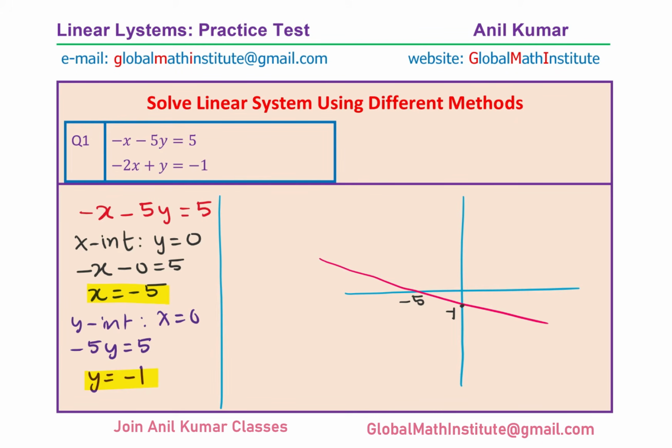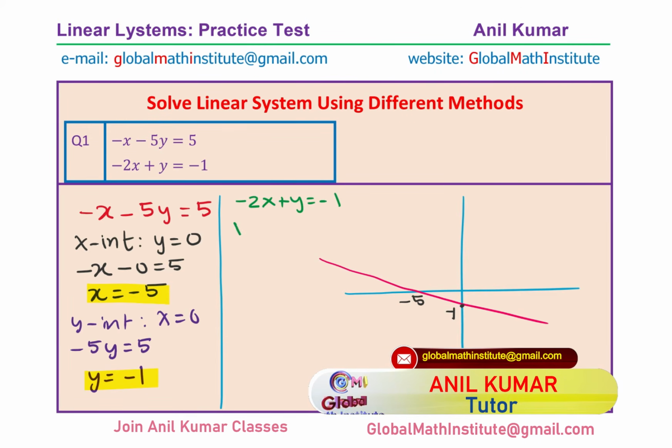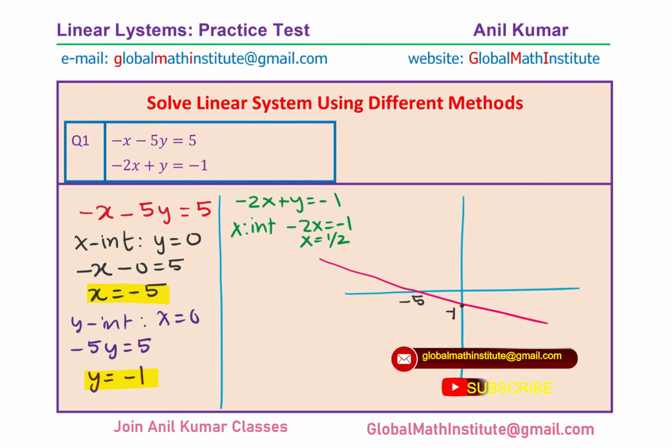Let me now sketch the second line. The second line given to us is minus 2x plus y equals minus 1. So the x-intercept is what? The x-intercept is when y is 0, we can say minus 2x equals minus 1, or x is equal to half, right? So the x-intercept is half, somewhere there.